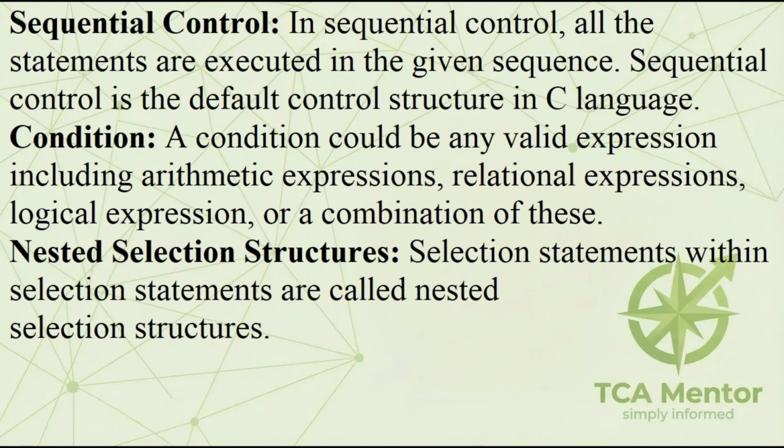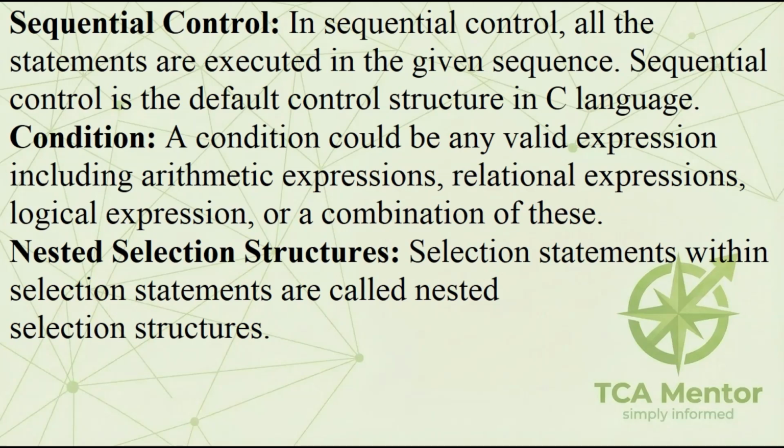Sequential control. In sequential control, all the statements are executed in the given sequence. Sequential control is the default control structure in C language. Condition. A condition could be any valid expression including arithmetic expressions, relational expressions, logical expressions, or a combination of these.